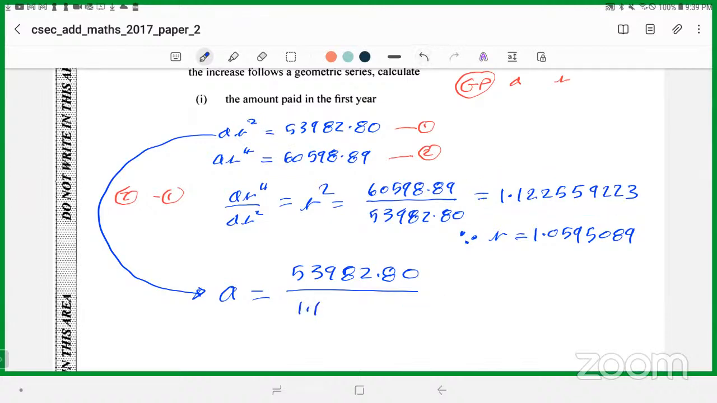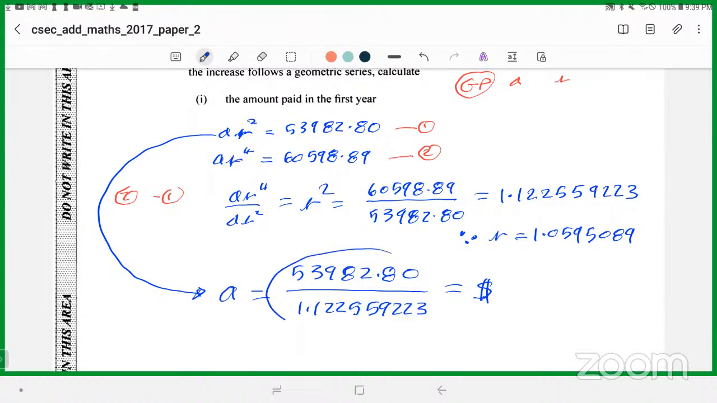That's 1.122559223. Tell me what the A comes out to be. And it's the amount in the first year, so I'll put the dollar sign on it now to answer the question. Tell me what it is. That's what I don't like about this question. You have to use too many digits to ensure the accuracy, because the numbers are just too large. The process, what we do, is the same, but I just don't like that the values are not friendly.